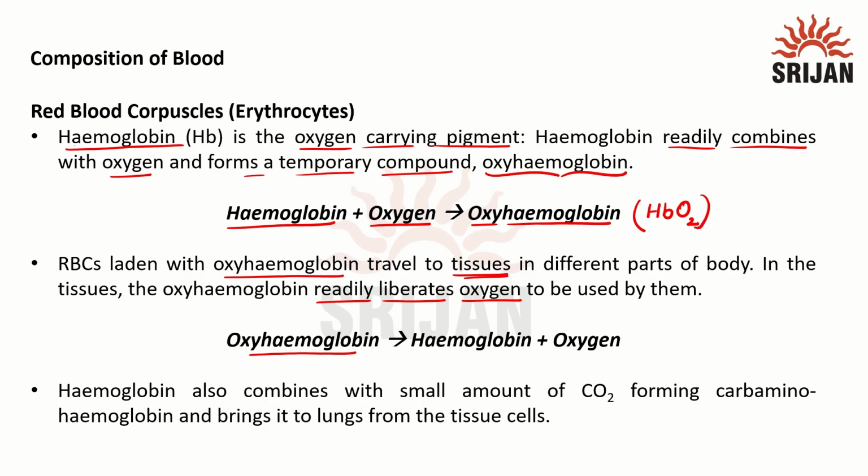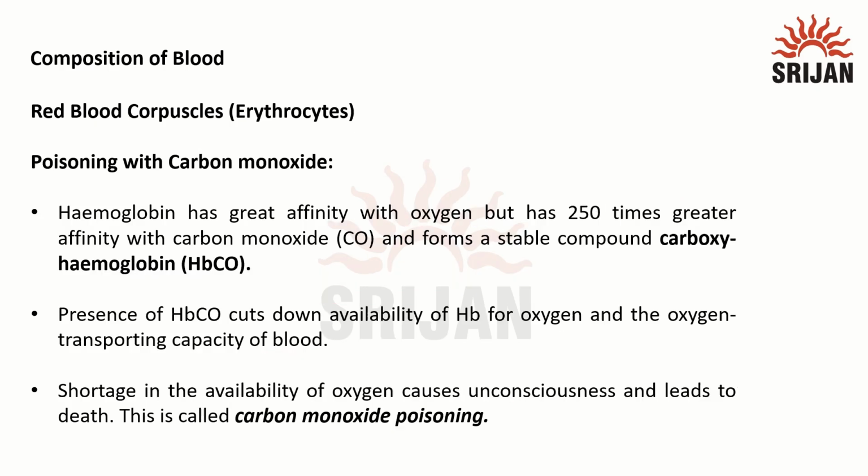So, oxyhemoglobin will release oxygen. This will be taken up by the body cells and hemoglobin will circulate back to the lungs. Now, hemoglobin also combines with a small amount of CO2 and forms carbaminohemoglobin and brings it to the lungs from the tissue, so the lungs can throw it out of the body.